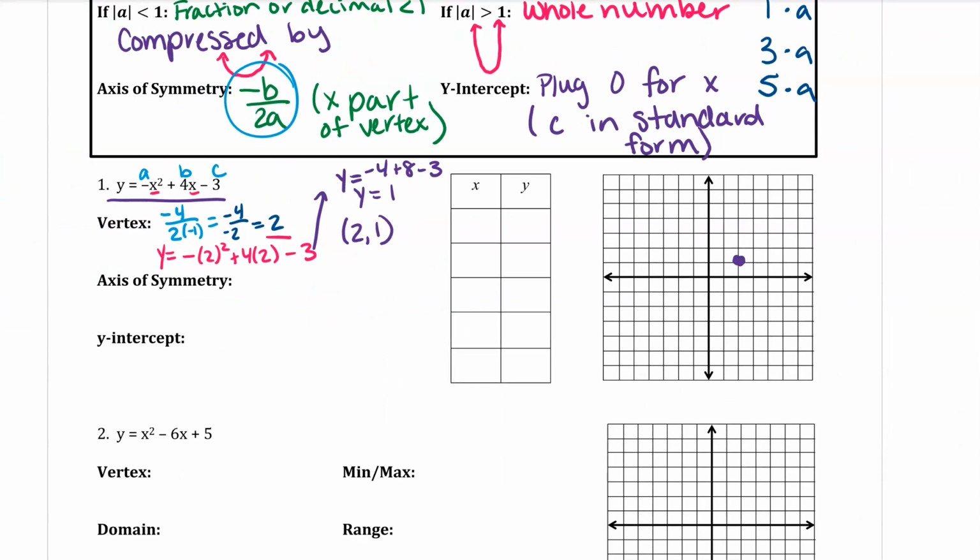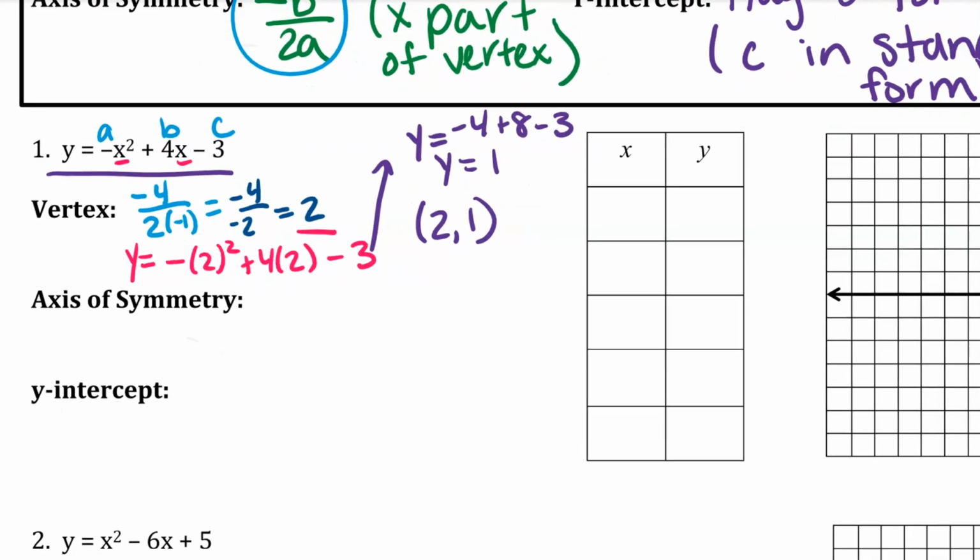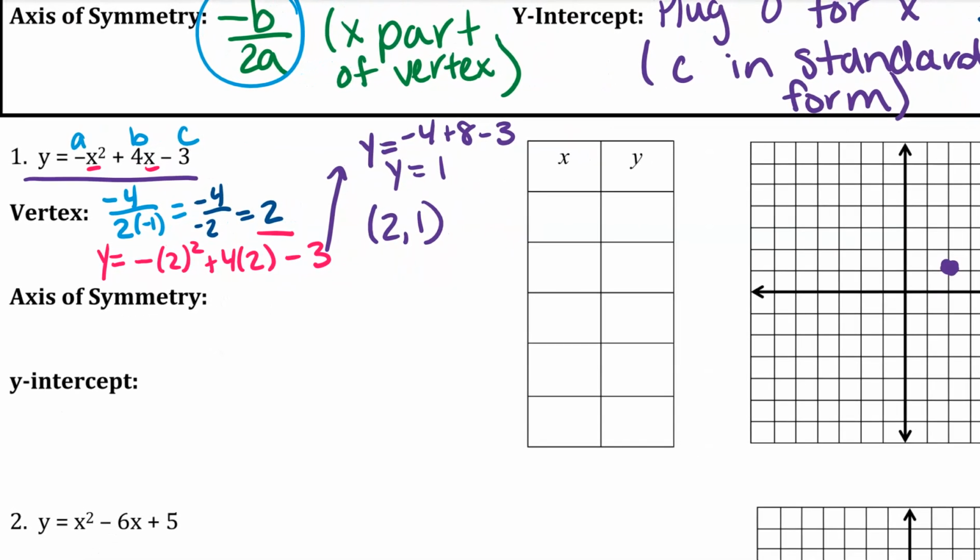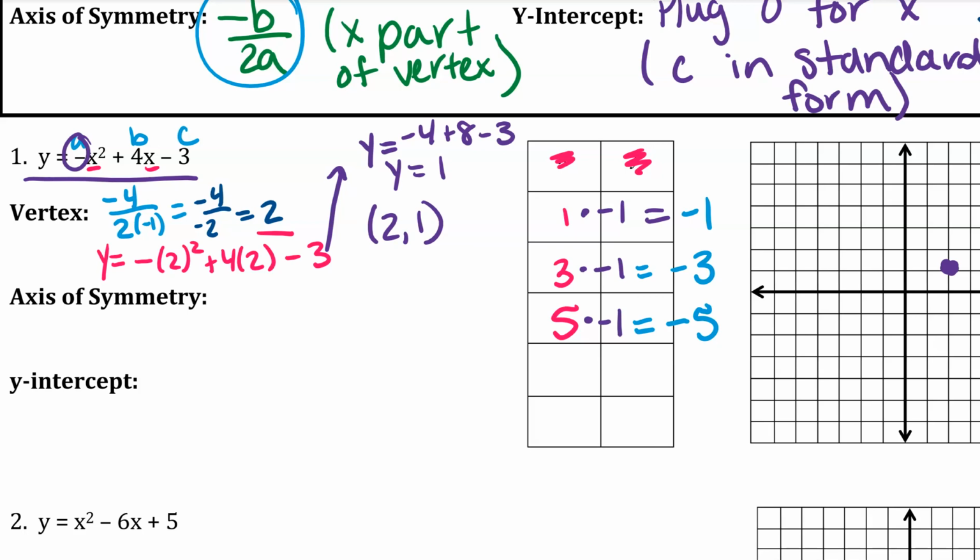Okay. Now let's look at the a value to figure out what exactly I need to do with my 1, 3, 5 rule. Maybe we can use this table for that. 1, 3, 5. Okay. So my a value is technically that negative. So I need to times each thing by negative 1 to see where exactly I'm going next on my graph. So I'm going to do down 1 over 1, down 3 over 1, and down 5 over 1.